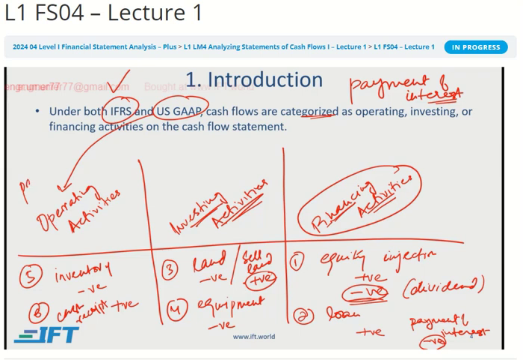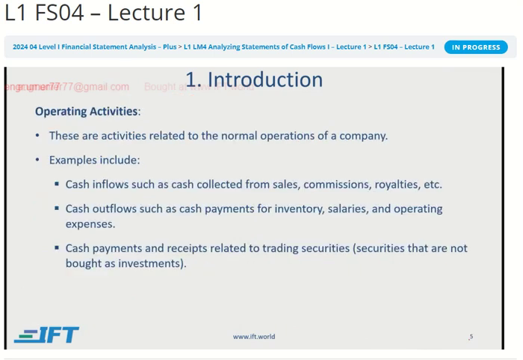US GAAP says payment of interest is an operating activity. However, repayment of a loan, where you are paying the principal back, both IFRS and US GAAP agree that it is a financing activity. Alright, anyways, we will look at the differences in US GAAP and IFRS in much more detail towards the end of this learning module. First, let's have a high-level basic understanding of the three sections.